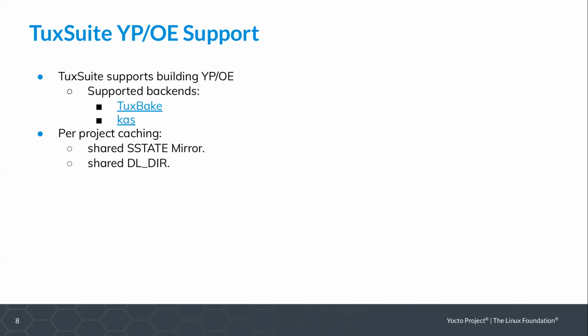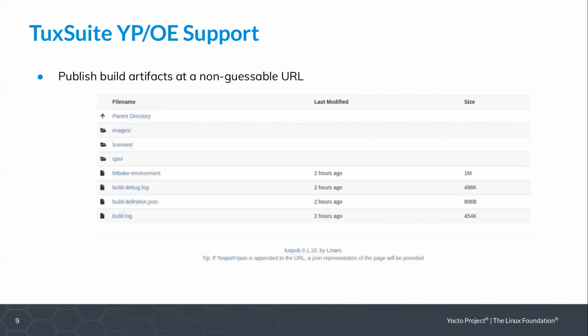TuxSuite supports building Yocto Project with two backends. One is TuxBake that we have, and we saw that quite a good number of developers use CAS as well, so we support building with CAS in the cloud as well. And this is optimized. We use shared sstate caching support, and the download dir is shared. Once you do the builds, the artifacts are published into a non-guessable URL, and this is how the artifacts look in the web page.